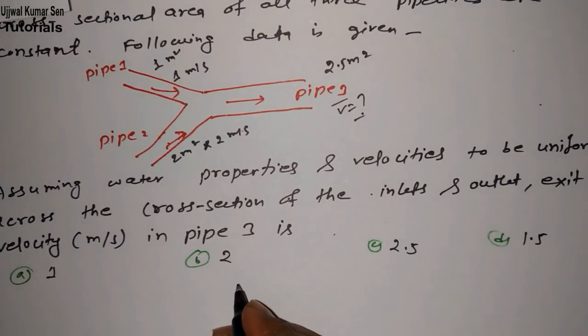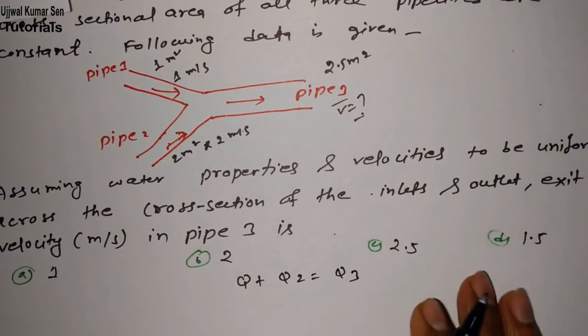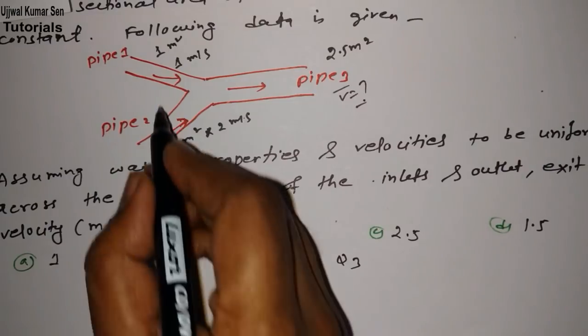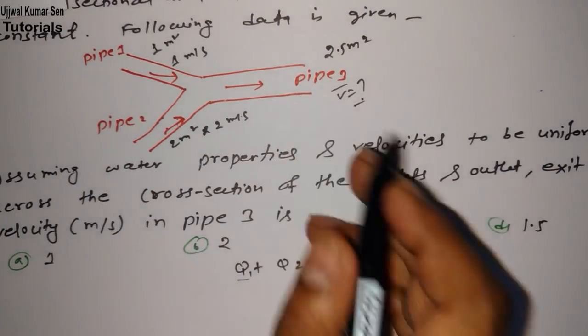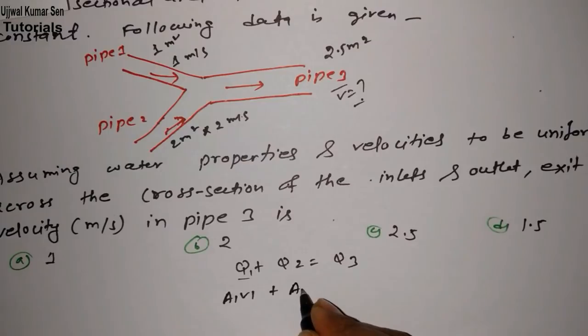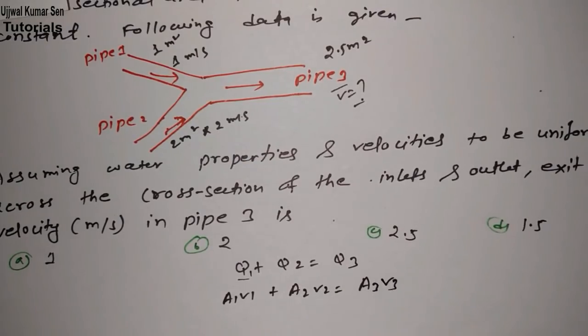So what is the formula? Basically Q1 plus Q2 is equal to Q3. That means discharge at pipe 1, discharge at pipe 2, and discharge at pipe 3. Again, we know that Q1 is equal to A1 V1, Q2 is equal to A2 V2, Q3 is equal to A3 V3. I have already shared this formula with you.